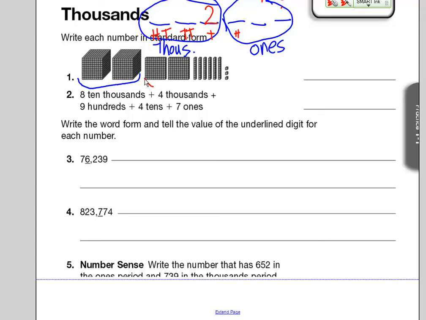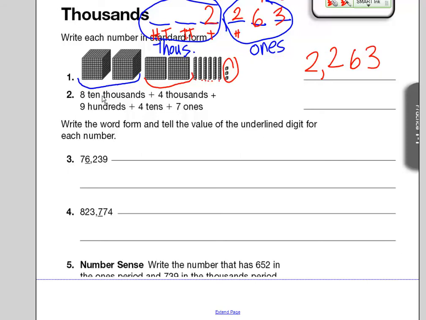We also have 2 groups of 100. These are hundreds, so we're going to put a 2 in the hundreds place. Now we're going to count 1, 2, 3, 4, 5, 6 groups of 10, so that's 60. And then we have 3 in the ones place, so 3. So the answer here, in standard form, would be 2,263. Okay, that is the answer to number 1.